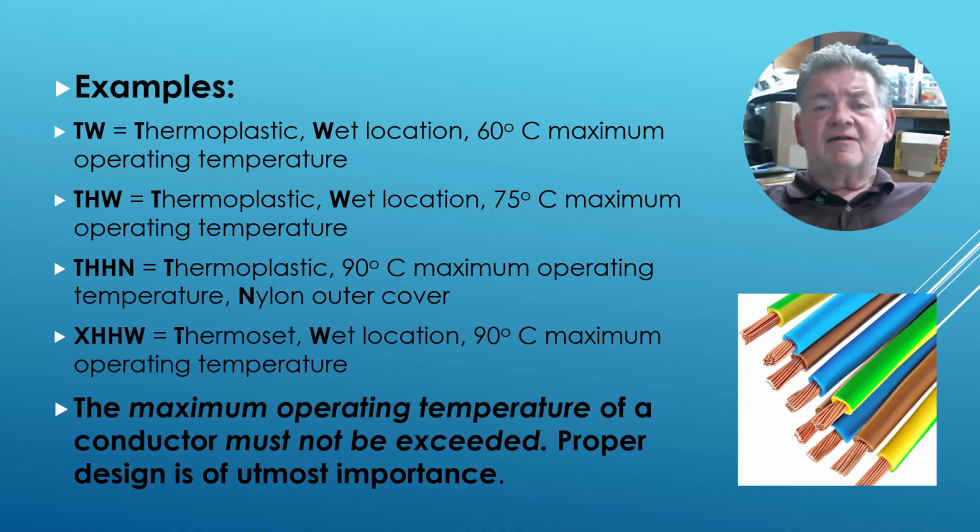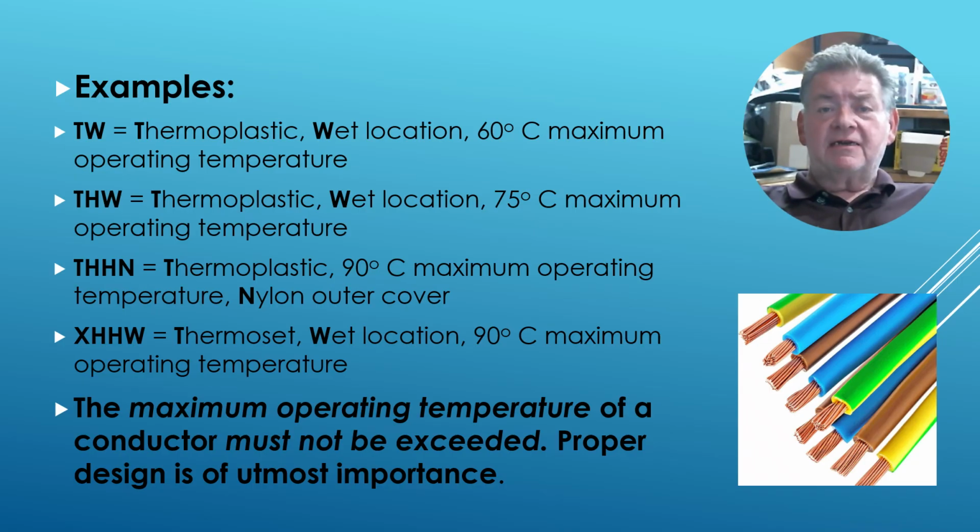Couple of examples. We look at the insulation and we see it marked TW. What do we know about that insulation? Well, we know it's made out of thermoplastic, T, and we know that it's listed for use in a wet location as a W, TW. No H tells us that that wire, that conductor, has a maximum operating temperature of 60 degrees C, 140 Fahrenheit.